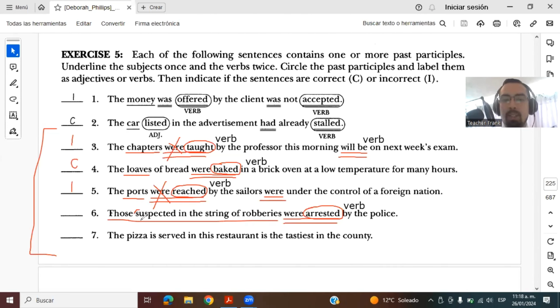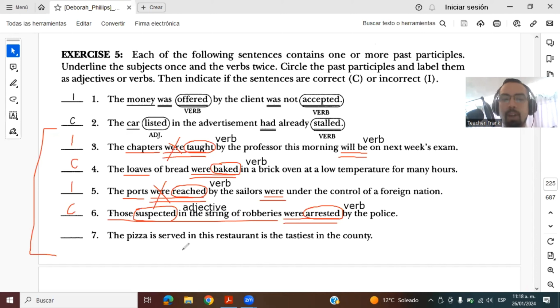Suspected is also a past participle because it ends with ed, right? And it's part of the verb structure, like when you say I suspect you. But since there is no variation of the verb be or have, then it's only going to be an adjective and it doesn't do any harm. So number 6 is correct, right? Number 5 incorrect, double verb, and number 6 correct.